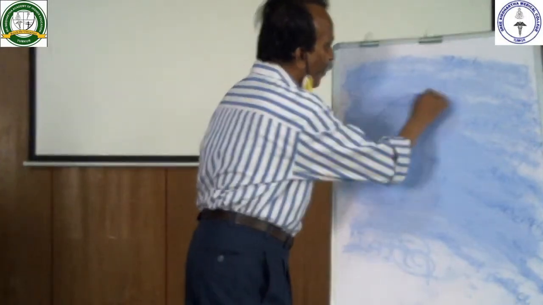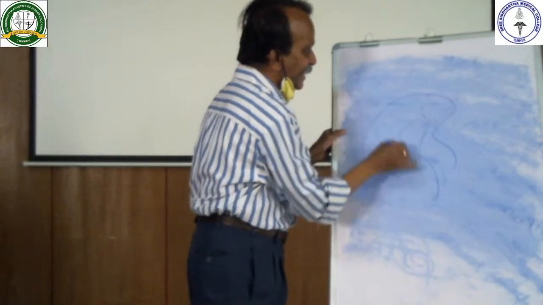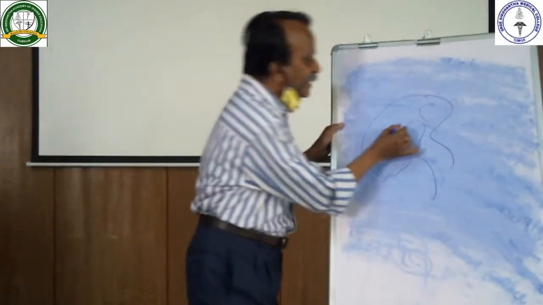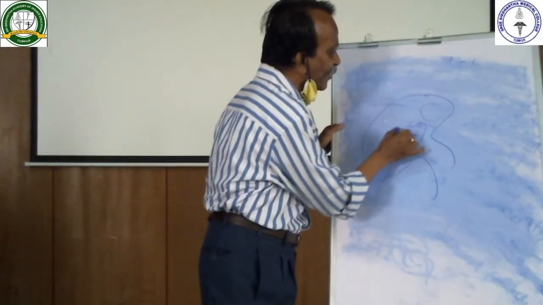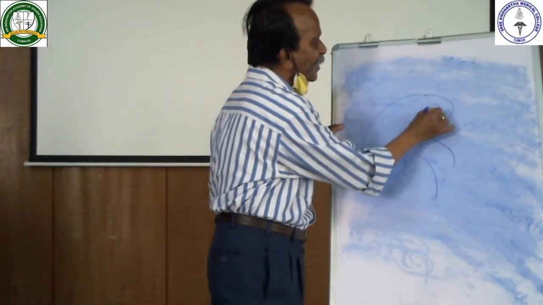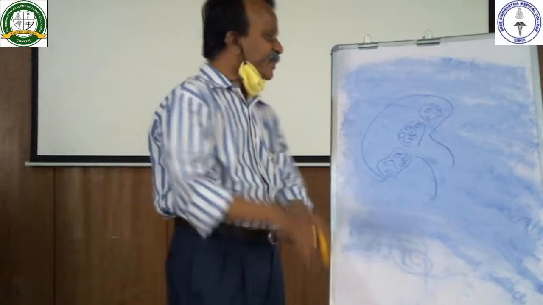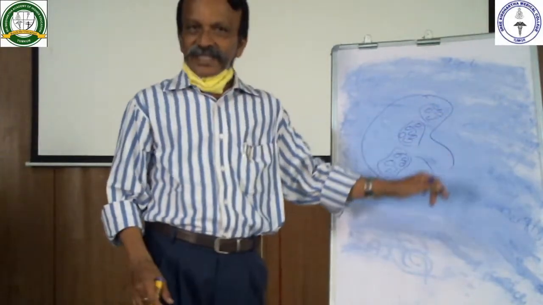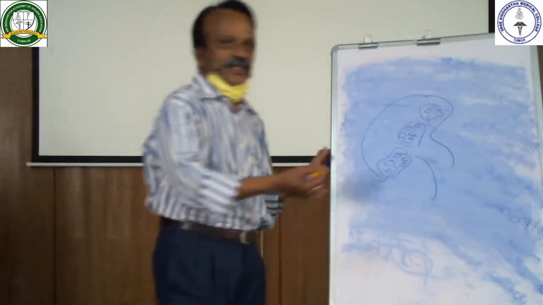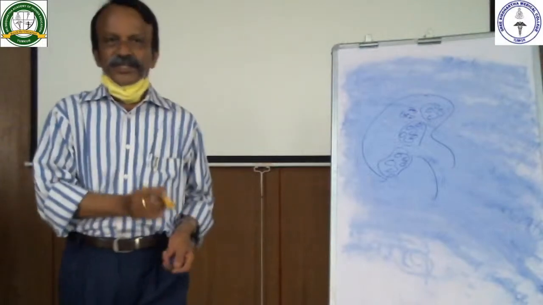What we see here is enlargement of the sinusoidal spaces with an increase in the proliferation of the histiocytes. So enlargement of the sinusoidal spaces plus histiocytic proliferation is seen in sinus histiocytosis. In between, the darker lymphoid tissue is seen.